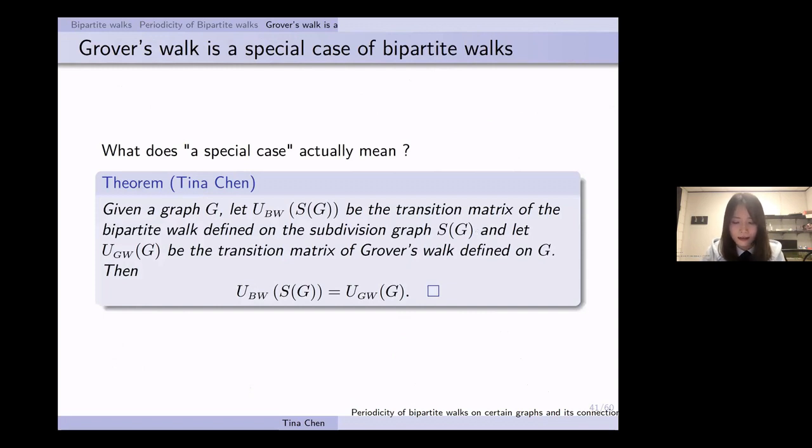Okay, and I keep saying that the Grover's walk is a special case of bipartite walks. But what do I mean when I say it's a special case? What I mean is that given any graph G, the transition matrix of the Grover's walk defined over G is exactly the same as the transition matrix of the bipartite walk defined on the subdivision graph of G.